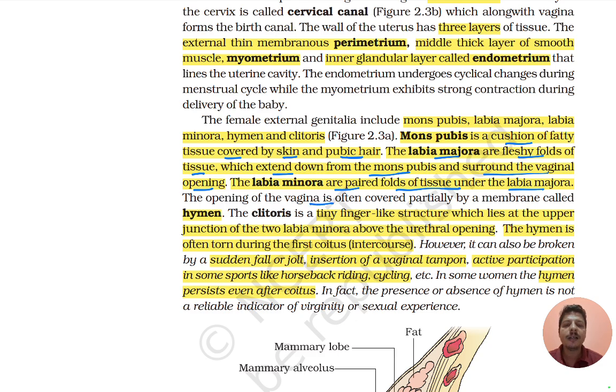The opening of the vagina is often covered partially by a membrane called the hymen. The clitoris is a tiny finger-like structure which lies at the upper junction of the two labia minora and above the urethral opening. The hymen is often torn during the first coitus or intercourse. However, it can also be broken by a sudden fall or jolt, insertion of a vaginal tampon, or active participation in some sports like horseback riding, cycling, etc. In some women, the hymen also persists even after coitus. So, the presence or absence of the hymen is not a reliable indicator of virginity or sexual experience.